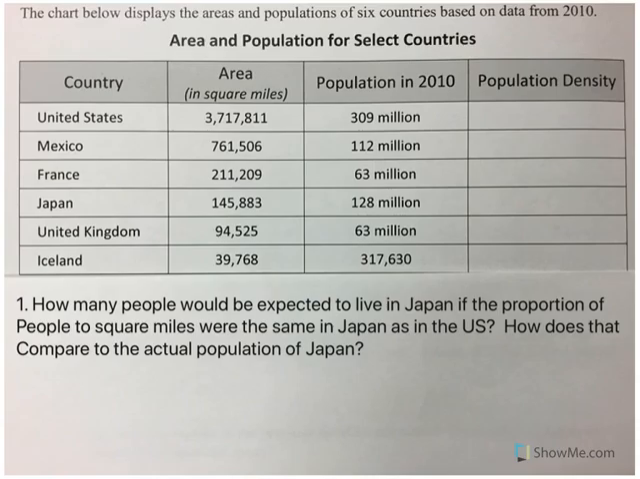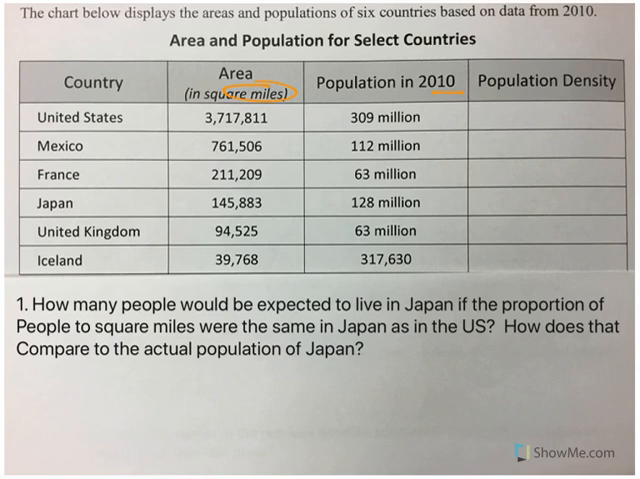Blank page and a real page. All right, so we're going to look at 6 different countries. You can see we have populations from 2010, and then we have area. In this case, we're talking about square miles because that's generally what we deal with. So first things first. How many people would be expected to live in Japan if the proportion of people to square miles were the same in Japan as in the U.S.?